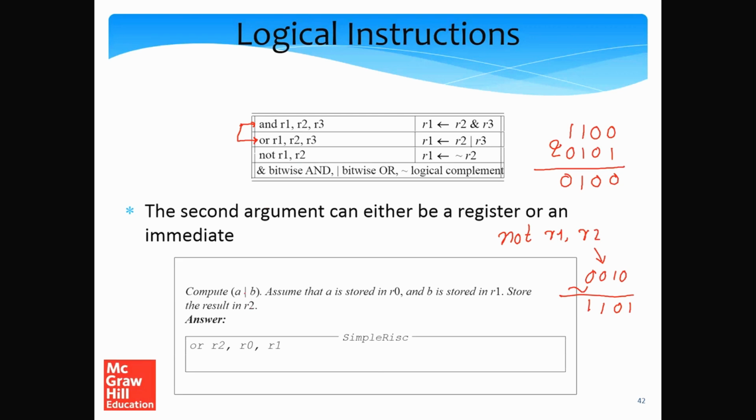So now let's compute A or B. Let's consider an example. In this example we compute A or B. Assume that A is stored in R0 and B is stored in R1. Let's store the result in R2. This is very simple. We do it the same way as our add, subtract, multiply instructions. We compute OR R2, which is essentially equal to R0 or R1.